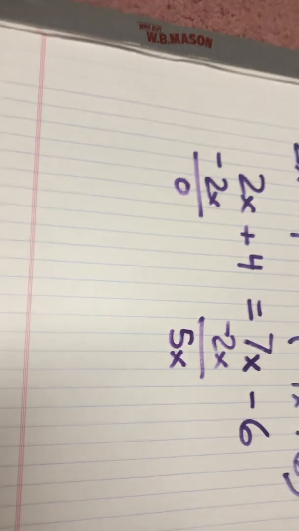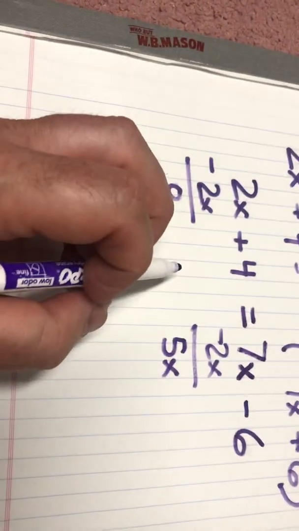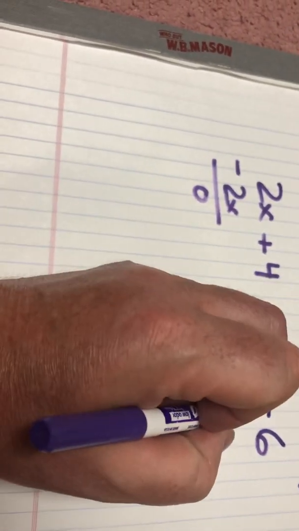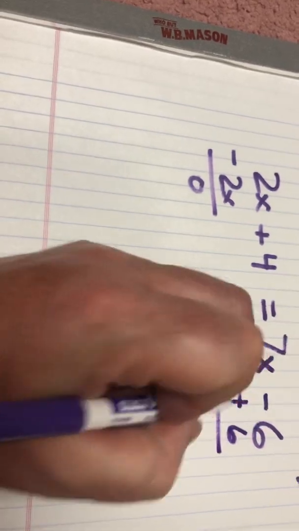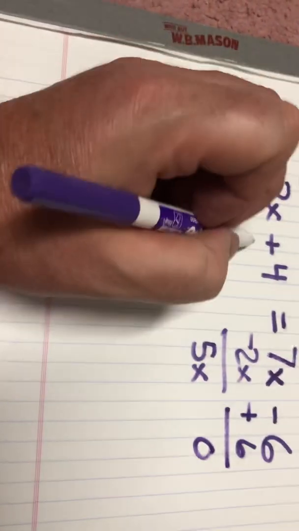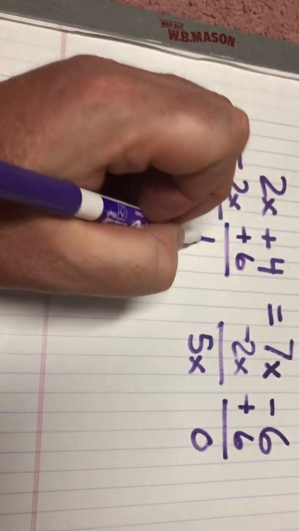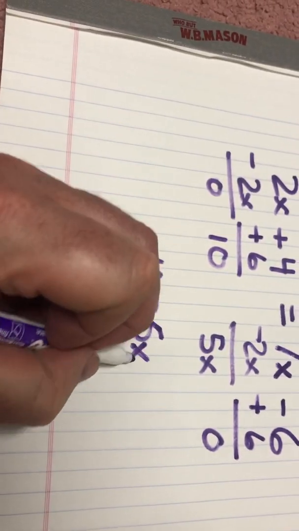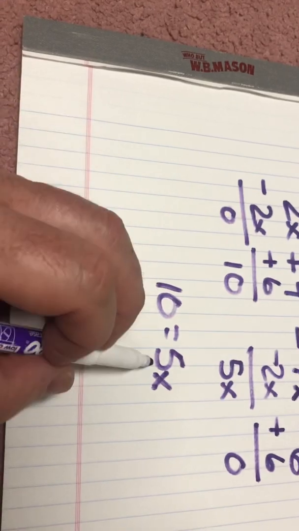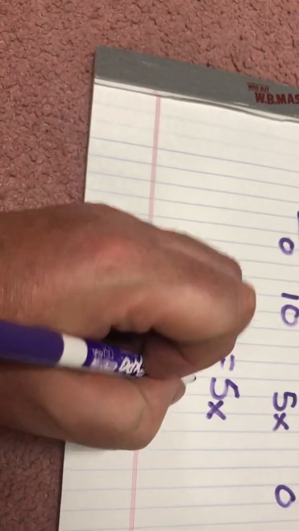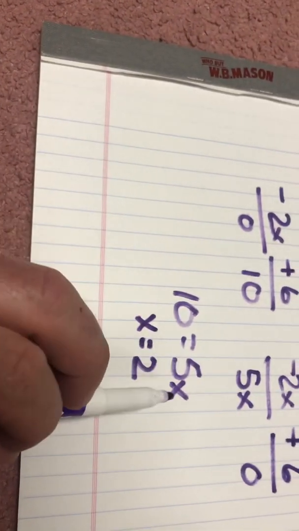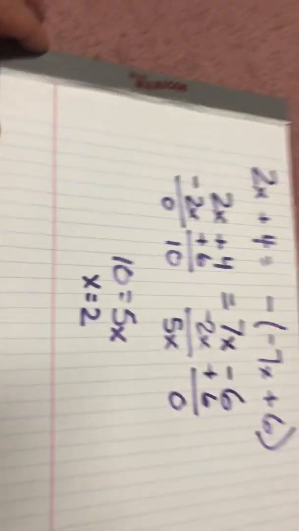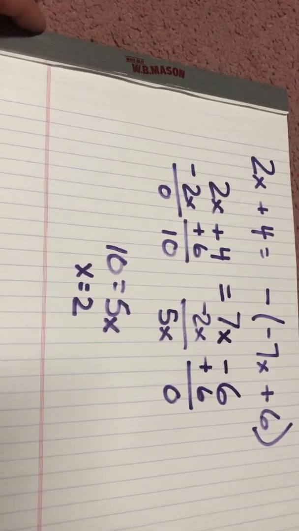That's going to give me 5x there. And then since I had 0 here, I'm going to get a 0 on this side. Plus 6 over here gives me 10. That gives me 10 equals 5x. 10 divided by 5, x equals 2. And sure enough, 5 times 2 equals 10. So that's not really different, okay?